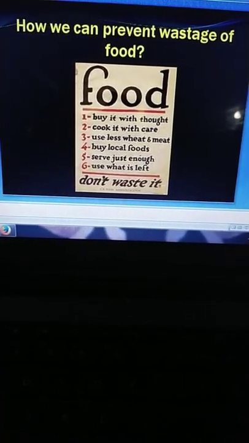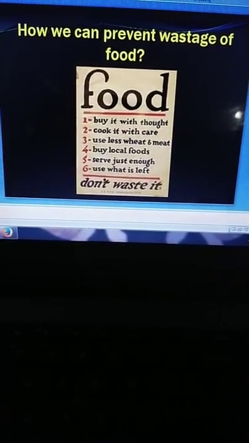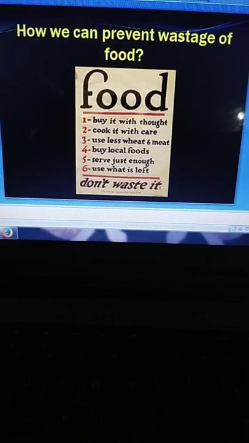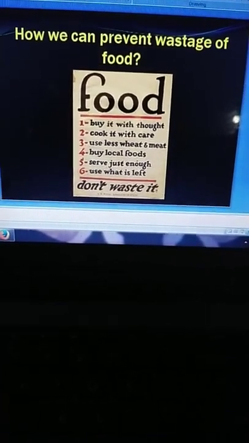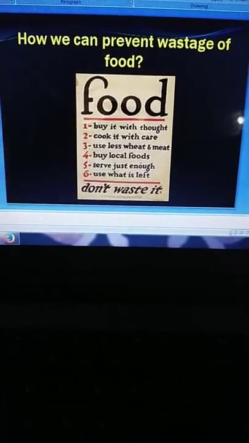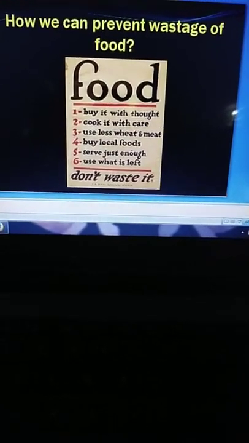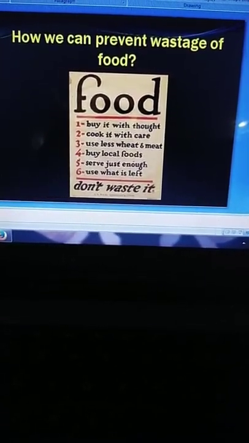Number 2, cook it with care. Cook only as much as is needed or as much as your family members will eat. Number 3, use less wheat and meat. Number 4, buy local foods. Try to buy local foods that are available in your normal local market.